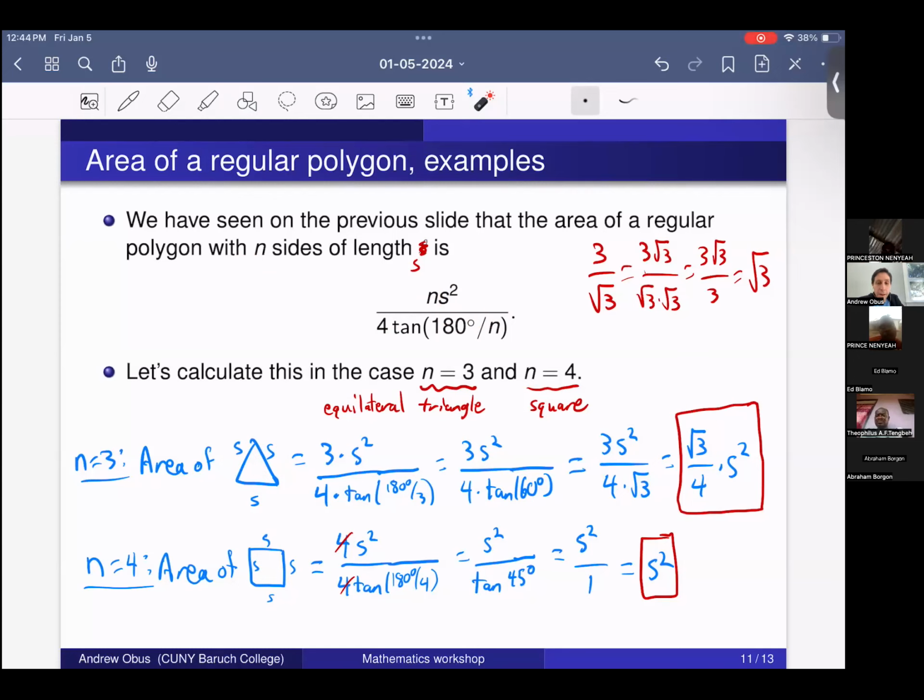Okay, thank you. That is 2 different problems. Yeah, exactly. It's 2 different problems. That's why we get 2 different answers, right? The triangle is square root of 3/4 times s squared, and the square is just s squared. Okay, thank you. You're welcome.